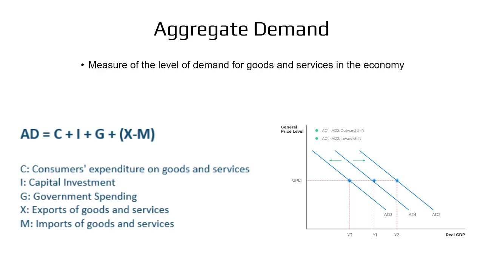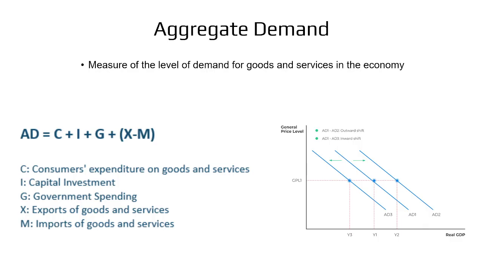Now, on these graphs we have two axes. We have the general price level and the level of real GDP. We'll come on to what price level and GDP specifically mean in a little while, but what needs to be understood is that aggregate demand has an impact on the real GDP of the country and also on the price level of goods throughout the economy.